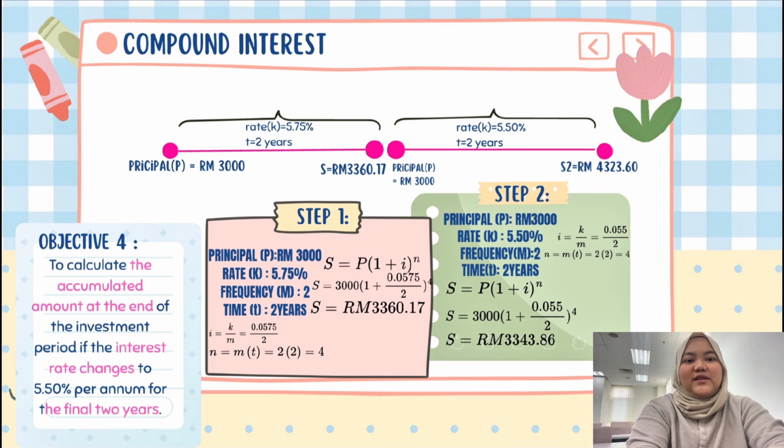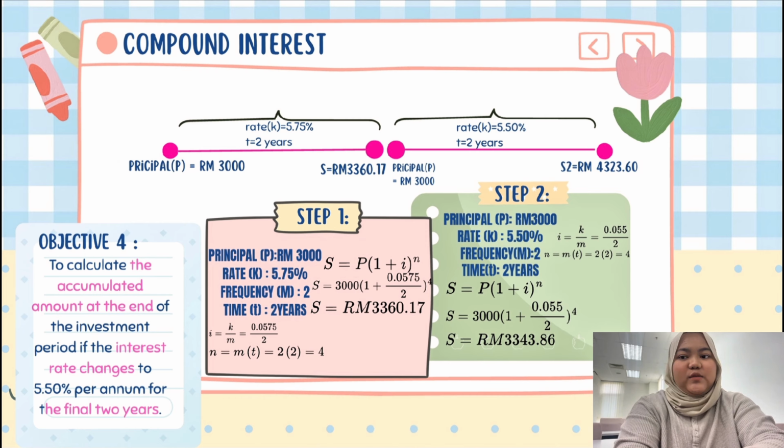For the last objective, which is objective 4, to calculate the accumulated amount at the end of the investment period if the interest rate changed to 5.50% per annum for the final 2 years. Step 1, principal P RM3000, rate 5.75%, frequency M 2, time T 2 years. I equals 0.0575 divided by 2, and N equals 4. And the answer of the compound for step 1 is RM3,360.70.